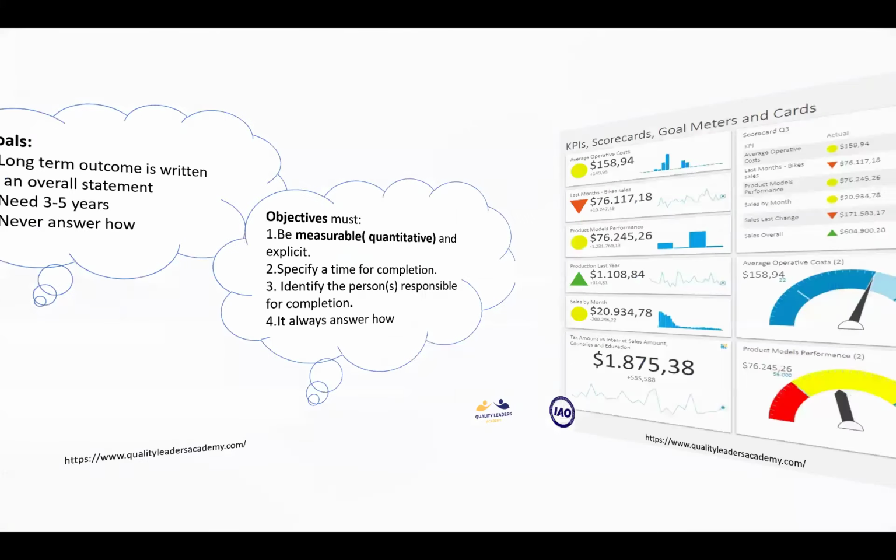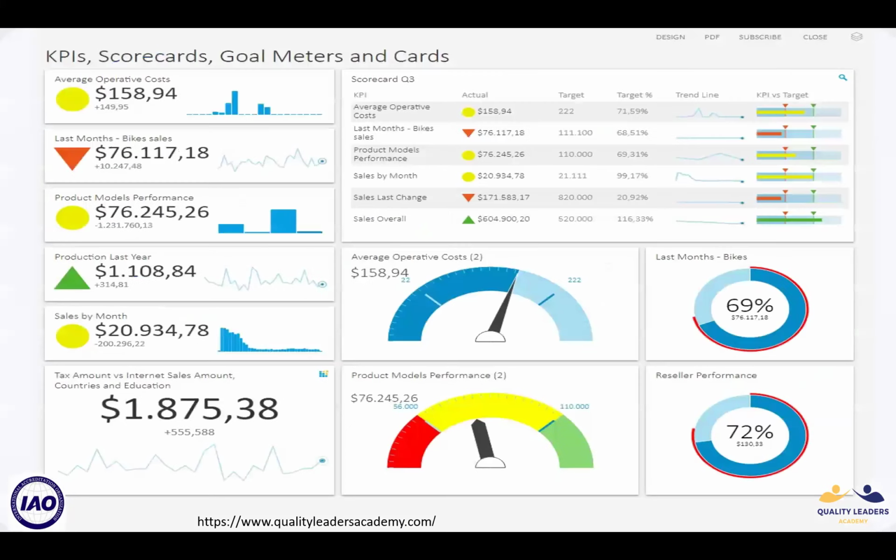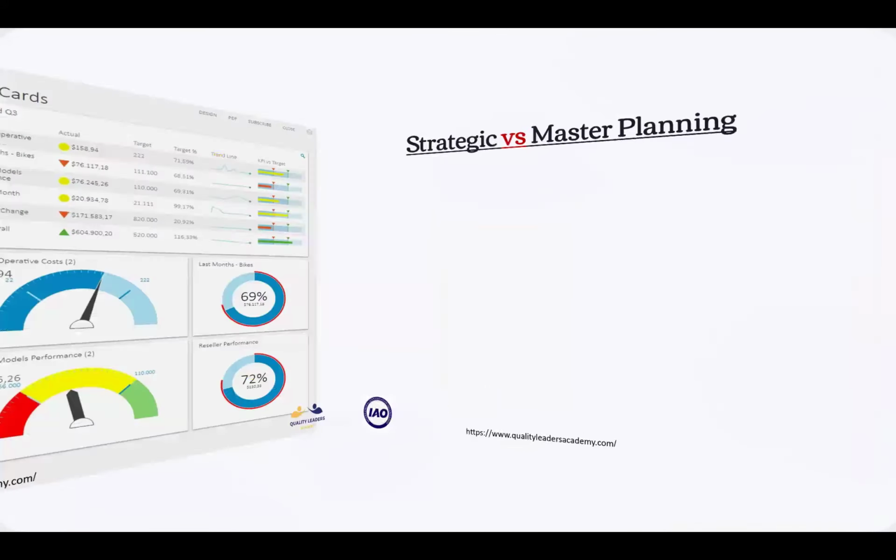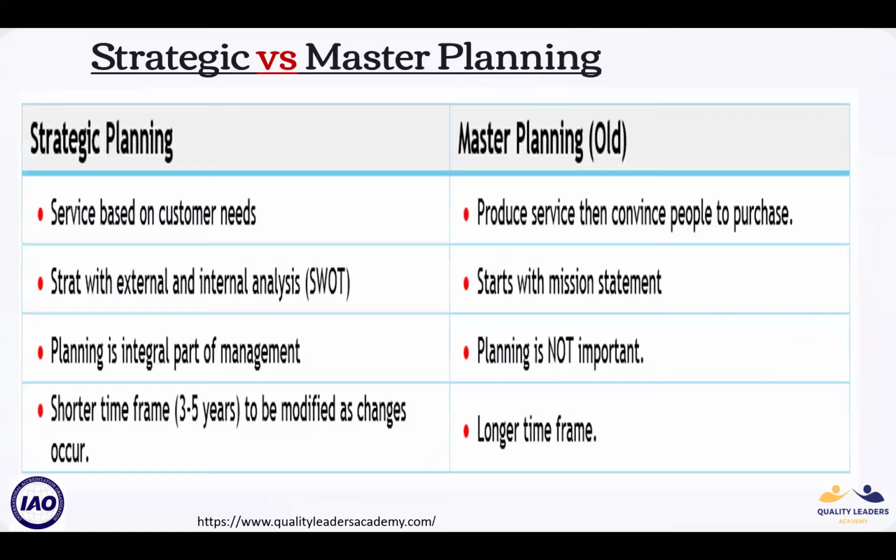Okay. Now, this is a sort of dashboard wherein you see KPIs, scorecards, goal meters, and cards. Okay. So, what is strategic versus master planning? Again, master planning is an old way, strategic planning is a new one.